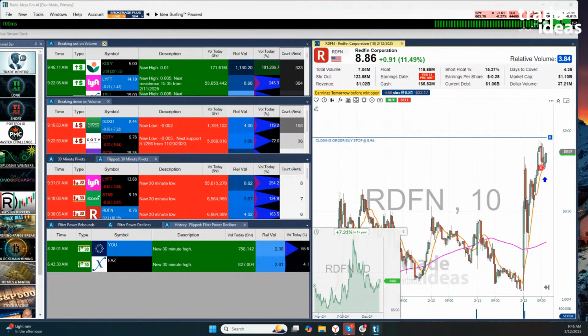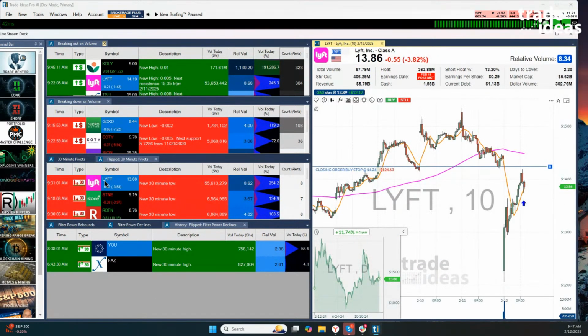Hardly anyone realizes there's nothing that keeps your mind sharper than interacting with real-time market data and using your eyes to create a risk profile, just like I did with Redfin. Did I do it with Lyft? If not, let's take a look. Yeah, I did it with Lyft. Same thing.